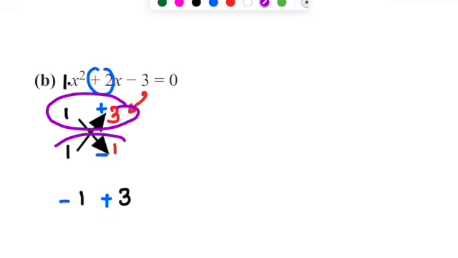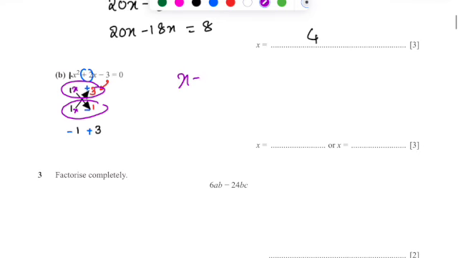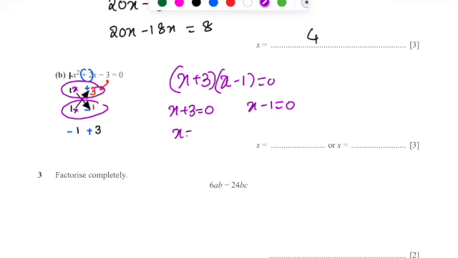So this is going to be factorized in this way. This is x and x. So what are going to be the factors? x plus 3 times x minus 1 equals 0. Then x plus 3 equals 0 and x minus 1 equals 0. So x equals negative 3 and x equals 1. Negative 3 and 1.